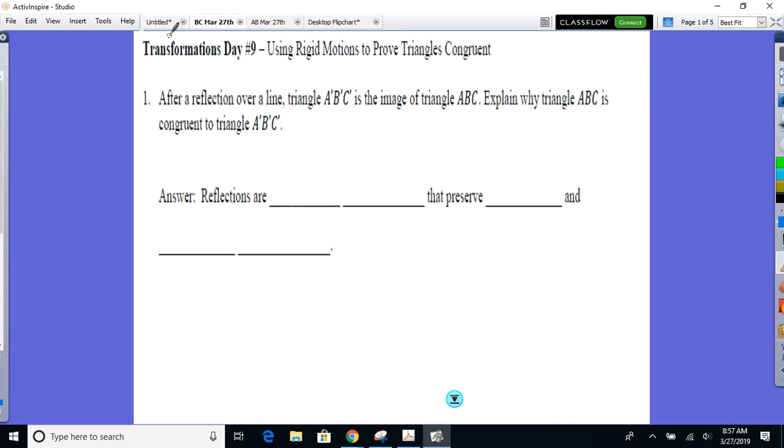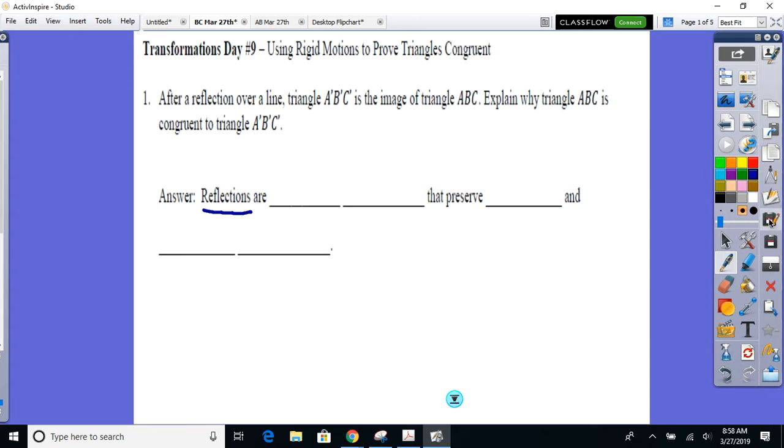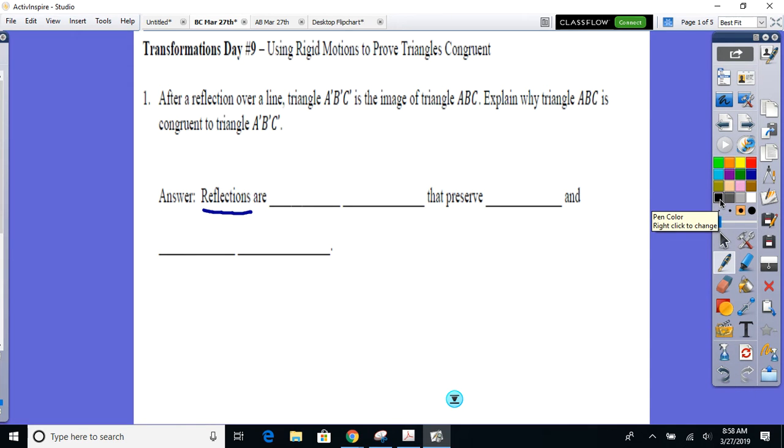What transformation is happening in number one? It's a reflection. All right, so if I know a reflection is happening, what do I know about my two figures at the end? They have to be congruent, same size, same shape. But what do I need as far as answers go, why they're congruent? Well, you first start off by telling me what the heck you're doing. They tell me I'm doing a reflection. So I state that reflections are what? Rigid motions.